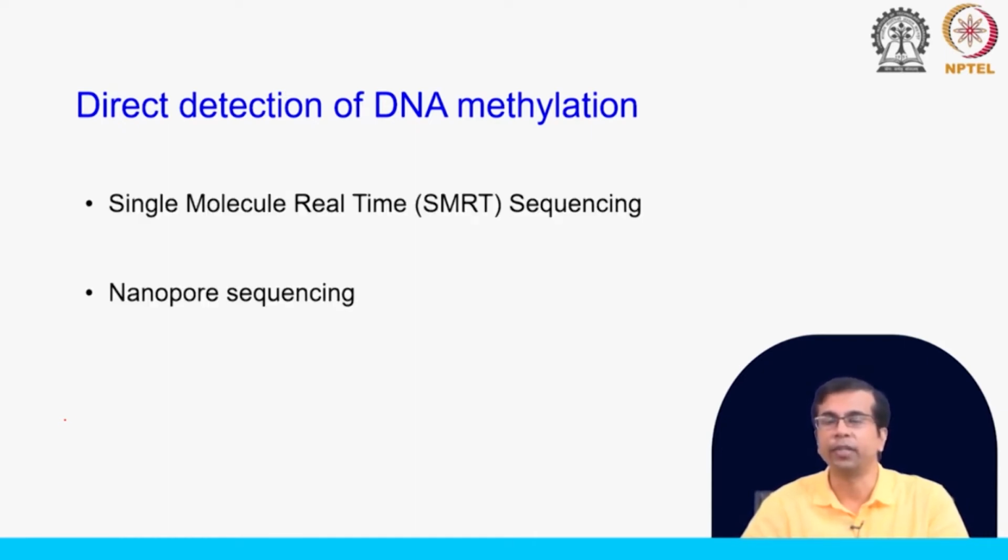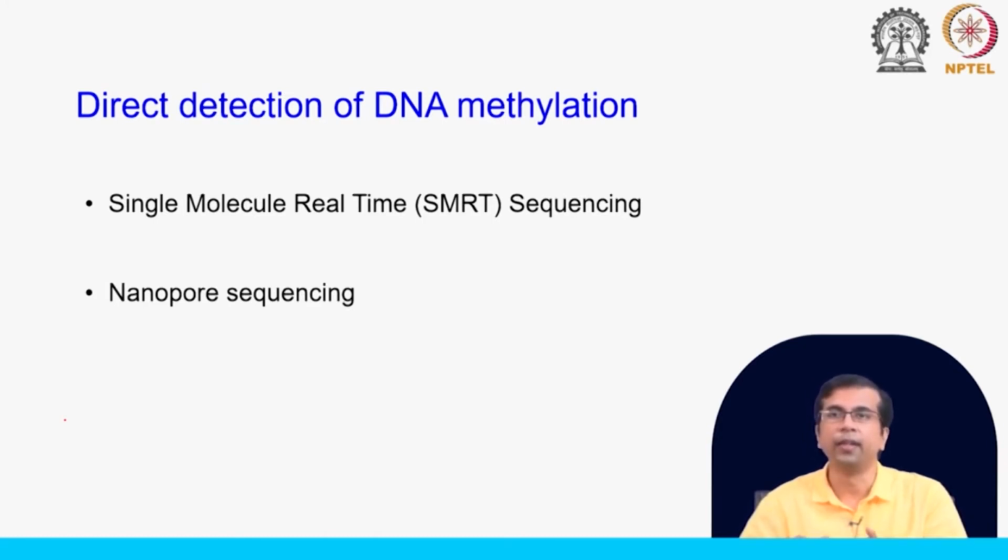It turns out two methods actually offer that opportunity. The first one is single molecule real time or SMRT sequencing, and the second is nanopore sequencing. We will discuss a little bit about these methods and how they allow us to detect this DNA methylation directly from the sequencing data. What is common between these two methods is that they are single molecule sequencing. They sequence single molecules, and we also get real time data, unlike the earlier methods.